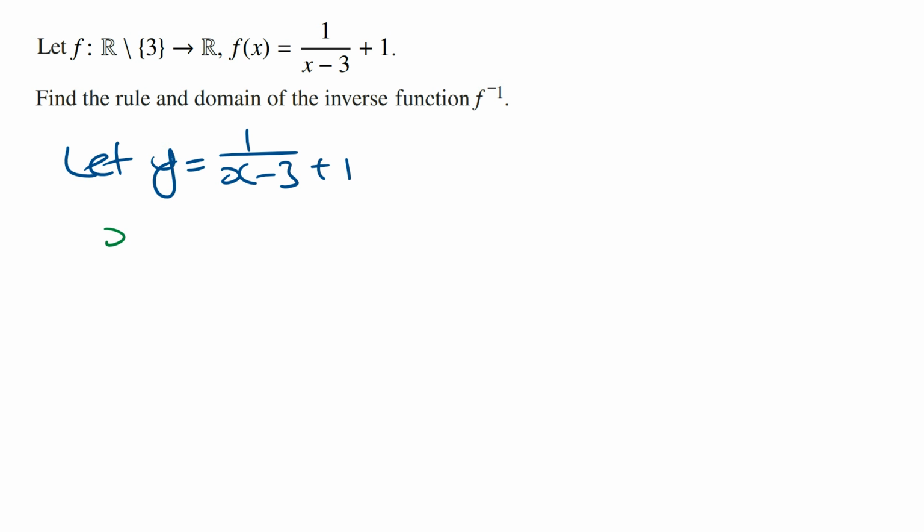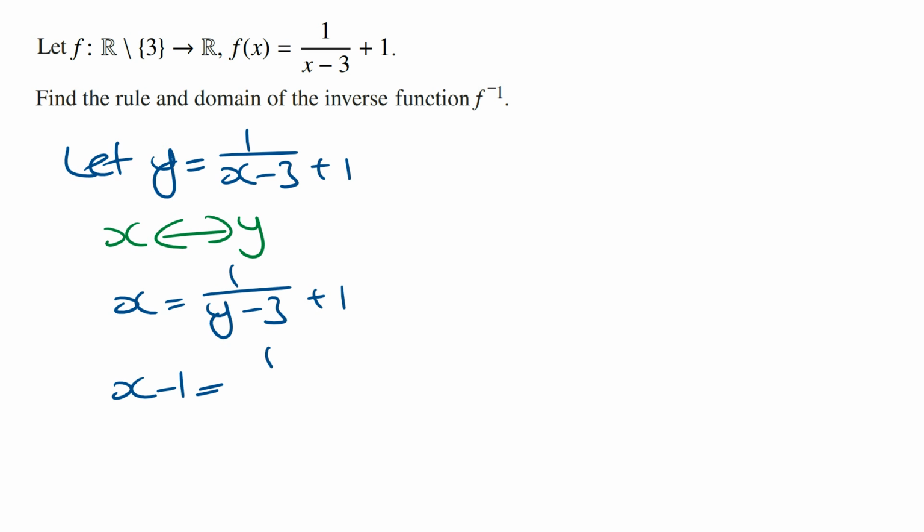Then what we need to do is swap the x's and y's. And so we're going to get x is equal to 1 on y minus 3 plus 1. From here we need to solve for y. And so taking the plus 1 to the left hand side, we're going to get x minus 1 is equal to 1 on y minus 3.